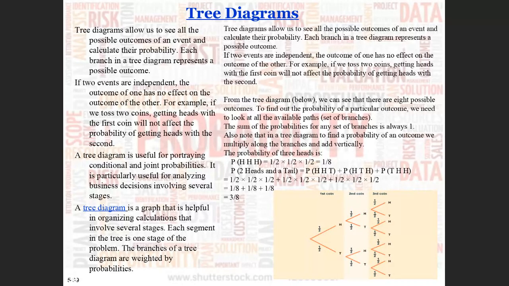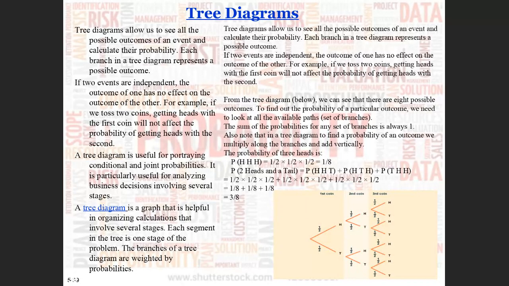Okay, so tree diagrams allow you to see all the possible outcomes of an event and calculate the probability. Each branch in a tree diagram represents a possible outcome. If two events are independent, the outcome of one has no effect on the other, as we discussed. So for example, if you toss two coins, getting heads with the first coin will not affect the probability of getting heads with the second. A tree diagram is useful for portraying conditional and joint probabilities. It is particularly useful for analyzing business decisions involving several stages.